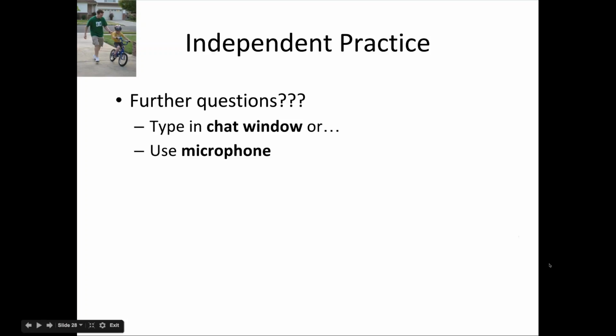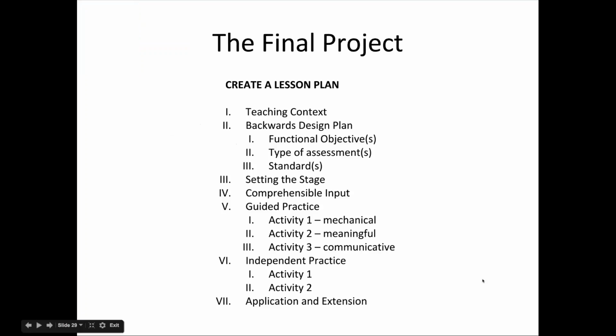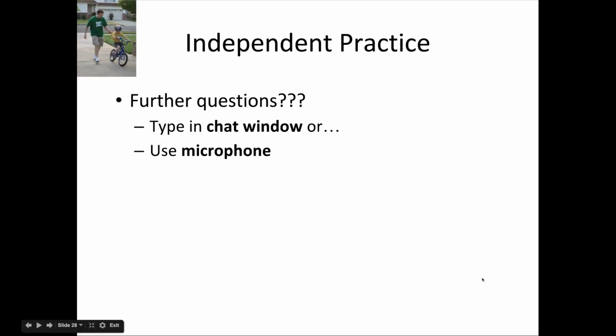Guided practice, students will work with the help of the teacher. Yes. Independent practice, students will work by themselves, but at this point, they should know how to do it. Exactly. We're letting go of the bike. Here we go. Any other questions on that before we move on? It seems like all three of you got this.